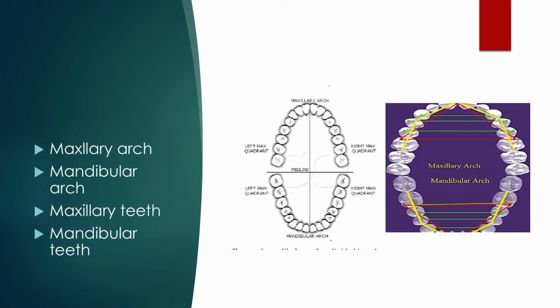Now anything in the upper part of the mouth is termed as maxillary and in the lower part it is termed as mandibular. So the teeth in the upper part of your mouth are termed as maxillary teeth and in the lower part they are termed as the mandibular teeth.